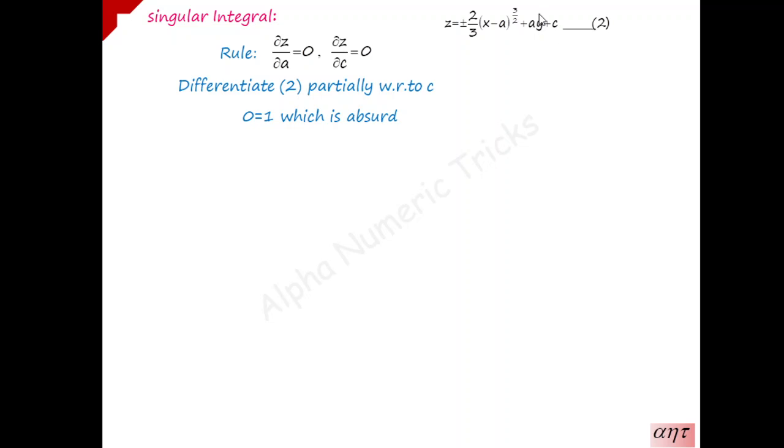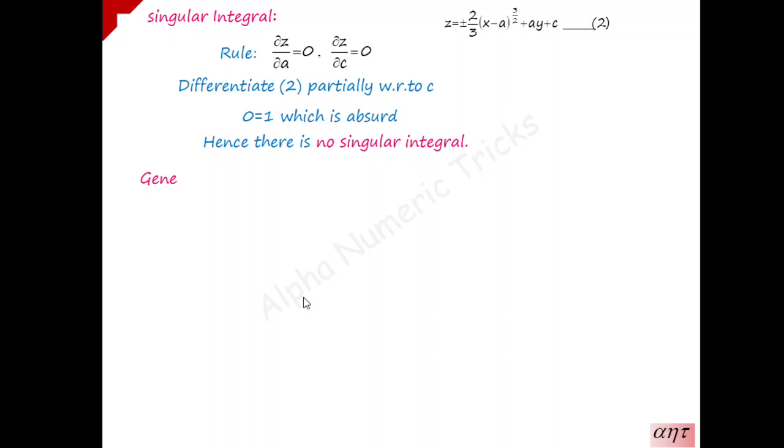because this is constant. Similarly, ay is also constant when you're differentiating with respect to c, that's why that is also 0 plus c with respect to c is 1. So we get 0 is equal to 1, which is an absurd result. So there is no singular integral for this given problem. That is the way you have to conclude your singular integral.